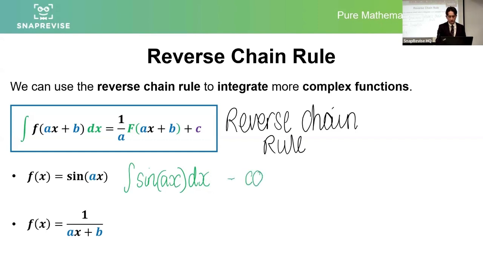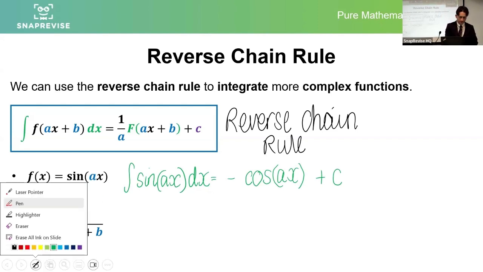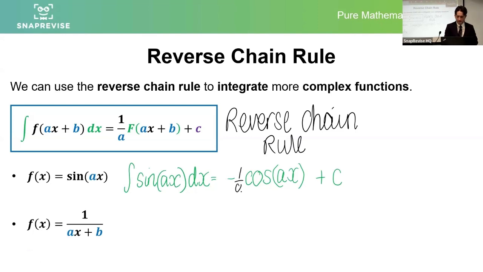I know it involves a minus cos ax. So I'm going to put that in my answer as almost like a guess. And then I'm going to differentiate it and see how far off I am. So minus cos ax differentiated by chain rule would actually be a sin ax. Now I don't want a sin ax, I just want sin ax. So I'm out by a factor of 1 over a.